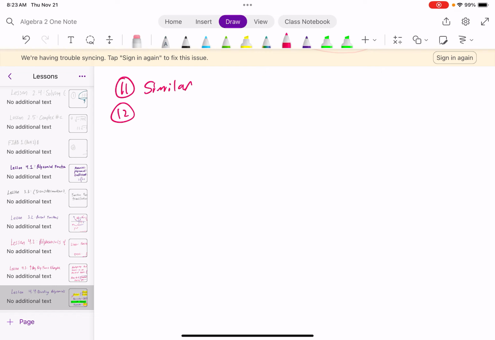Number 12 says the polynomial p is graphed below. What is the remainder when p of x is divided by x minus 3? Okay, so if it's graphed below and is divided by x minus 3, that is when x is 3.